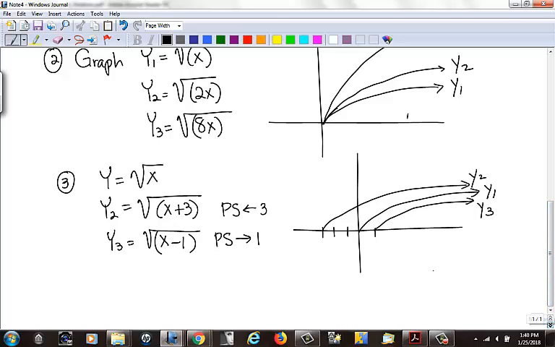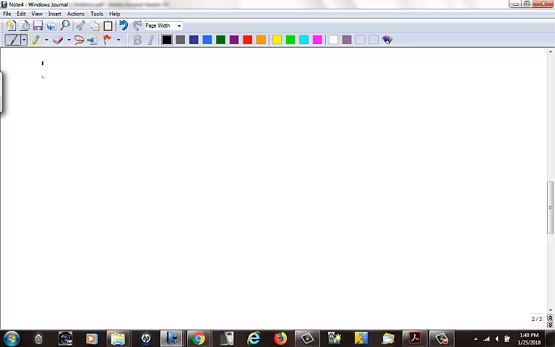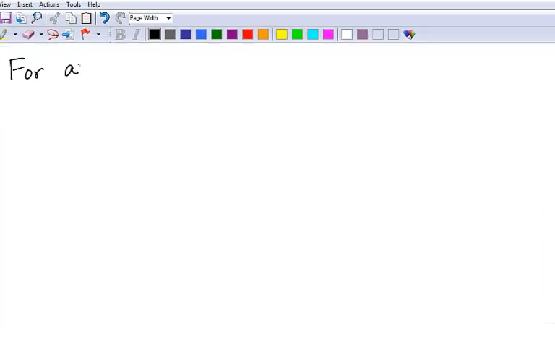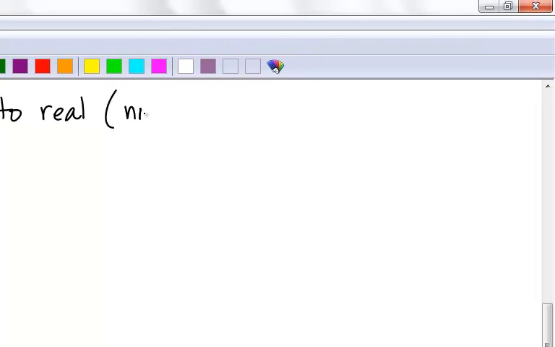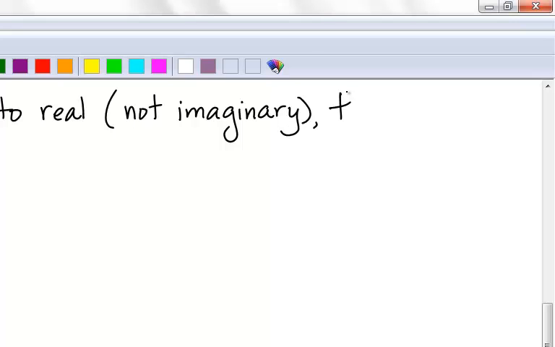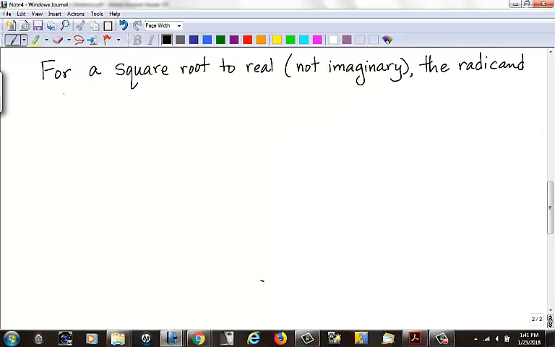Okay, the next thing the author talks about is, for a square root to be real, and by that I mean not imaginary, the radicand, and that's the part underneath the radical, the radicand cannot be negative.